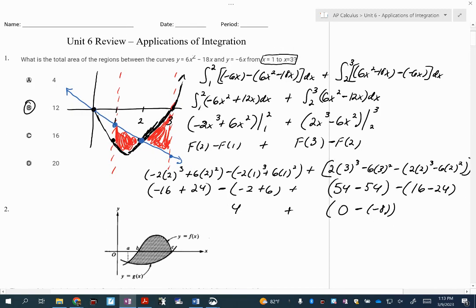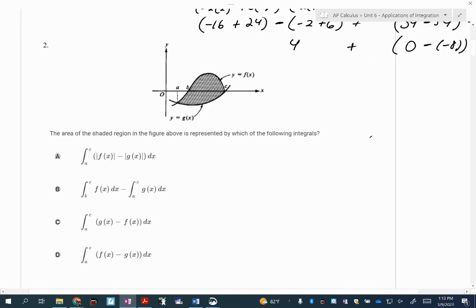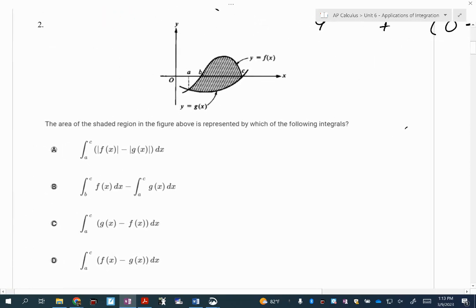All right, so that was a lot of work, a lot of integrals, a lot of math. So that's number one. The answer is 12. Let's do number two. A little bit simpler. With number two, they give us the sketch, and we're trying to find the area of the shaded region. Which of these is going to represent that value?